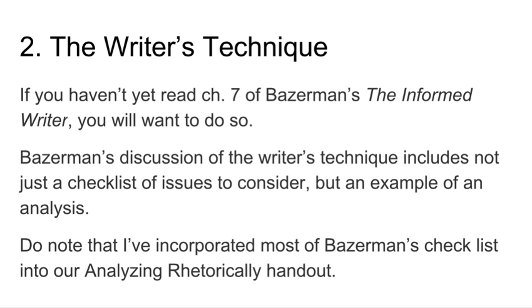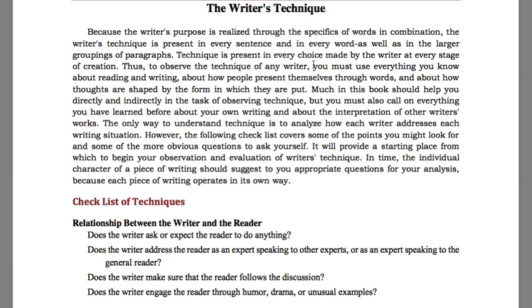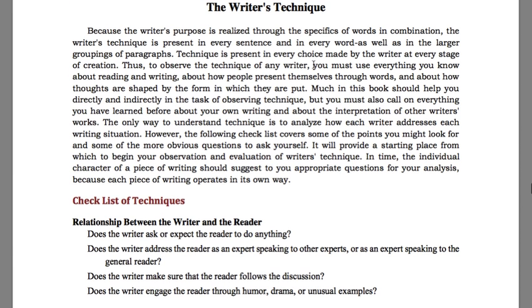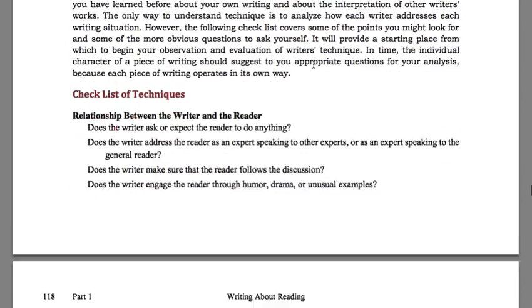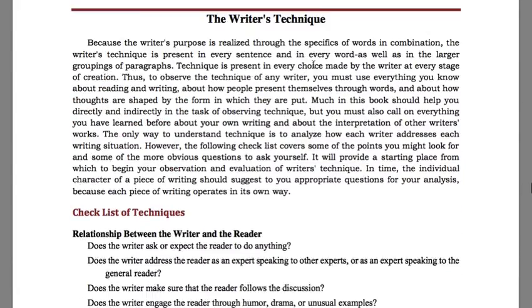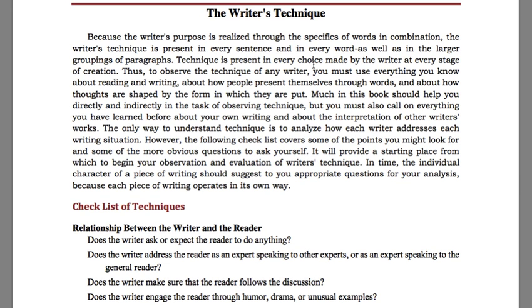Do note that I have incorporated most of Bazerman's checklist into our Analyzing Rhetorically handout. So, it's good to read Bazerman's checklist in context of the chapter and his discussion and his examples, but the questions themselves are pretty much incorporated into the handout, which I've also drawn from some other sources. So let's take a quick look here at Bazerman's checklist. This is about the middle of Chapter 7. We talked about the writer's technique.